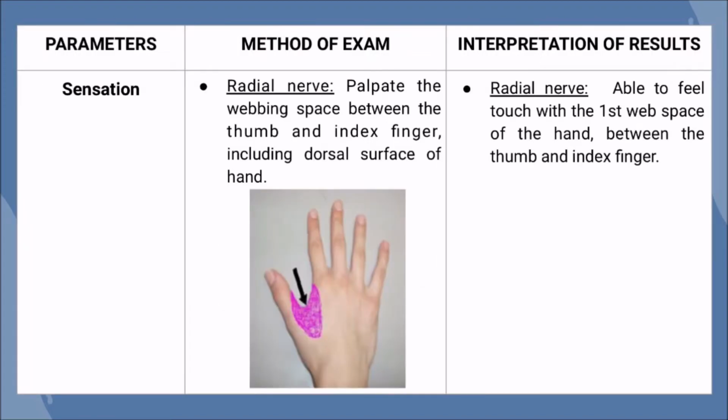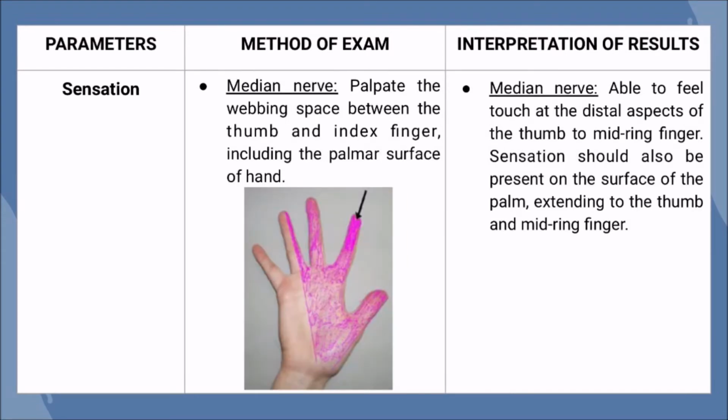The second parameter is the sensation. So first, we have the radial nerve. Palpate the webbing space between the thumb and the index finger, including the dorsal surface of the hand. So as you can see in the picture, it is pointed by the arrow in the color violet. So the patient should be able to feel touch with the first web space of the hand between the thumb and the index finger.